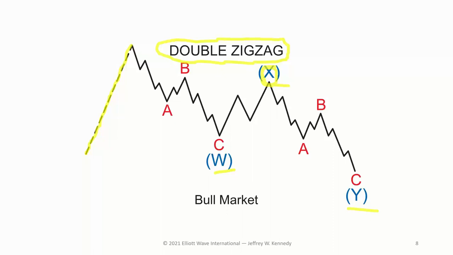So whenever you have a very large advance or decline, a single corrective structure, be it a zigzag, a flat, or a triangle, is sometimes not going to be sufficient to correct the preceding move. And so if you have a very large move, that's the time to be looking for a complex correction such as this. All right.